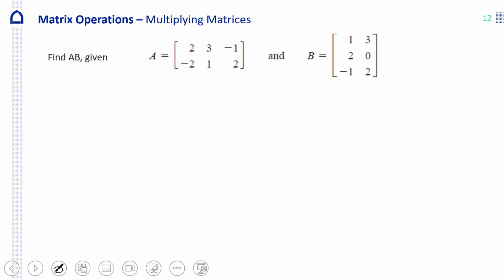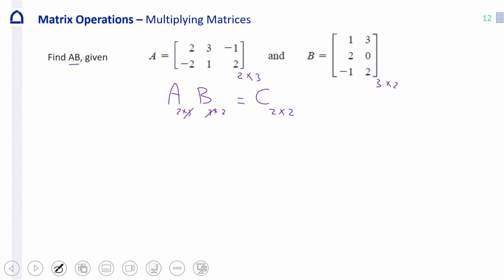If you are given A and B like this one, can we find A times B? A is 2 by 3. B is 3 by 2. So yes, this is 2 by 3 and this is 3 by 2. So you will get a matrix C, say, exactly 2 by 2. This is what you should do now to get the C. Okay?